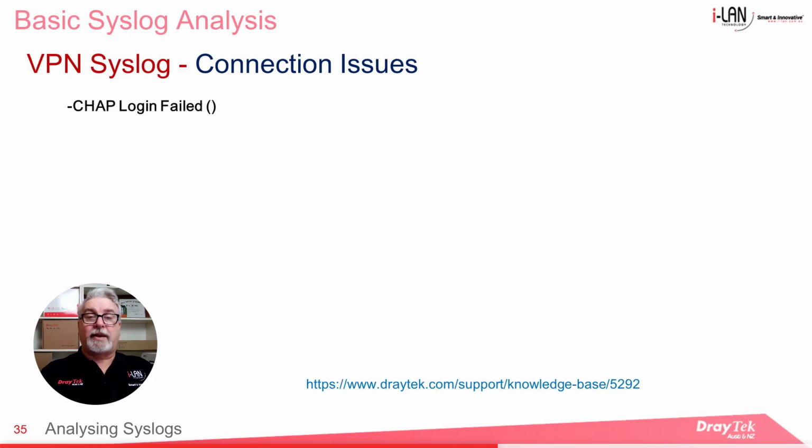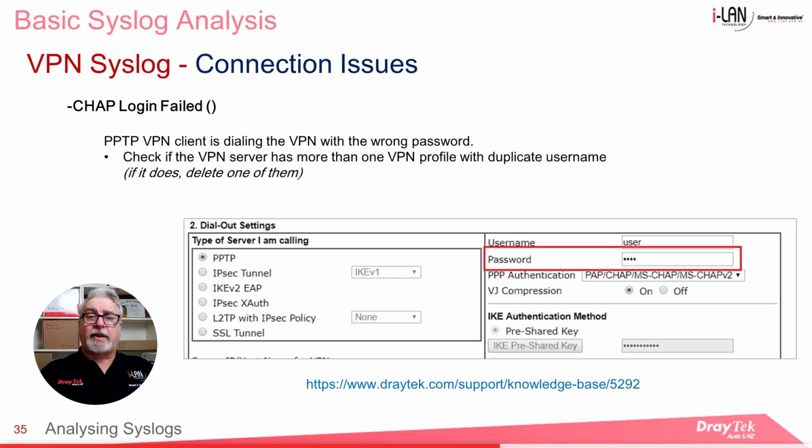Another message you may see is -chap login failed. The usual cause for this message is that the PPTP VPN client is attempting to connect using an incorrect password. Another possibility is that the VPN server has more than one VPN profile with the same username. If it does, just delete one of them.